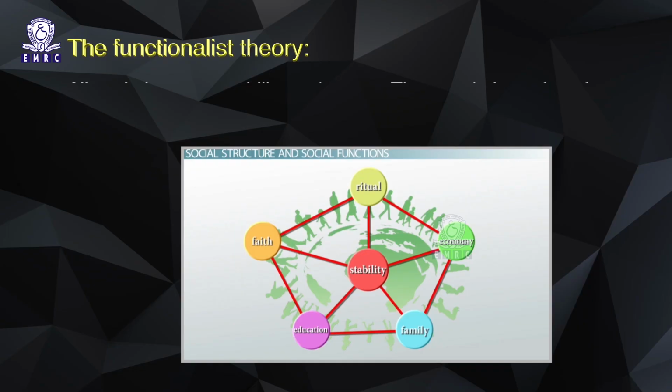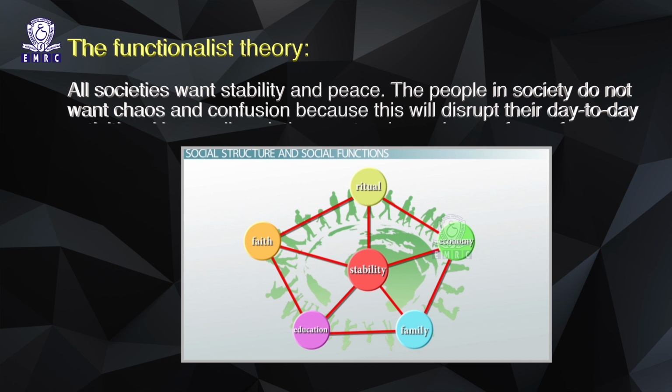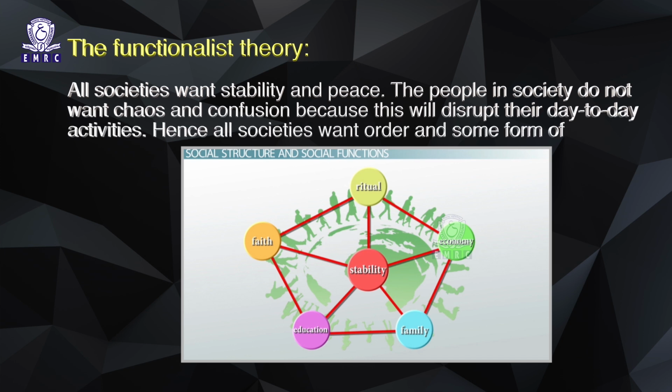The functionalist theory tries to explain the reasons why a society is able to survive. The underlying belief of this theory is that all societies want stability and peace. The people in society do not want chaos and confusion because this will disrupt their day-to-day activities. Hence, all societies want order and some form of discipline. These are the means of achieving stability in society.